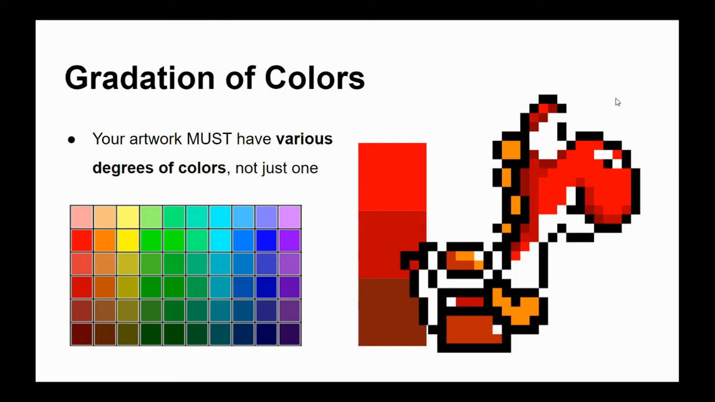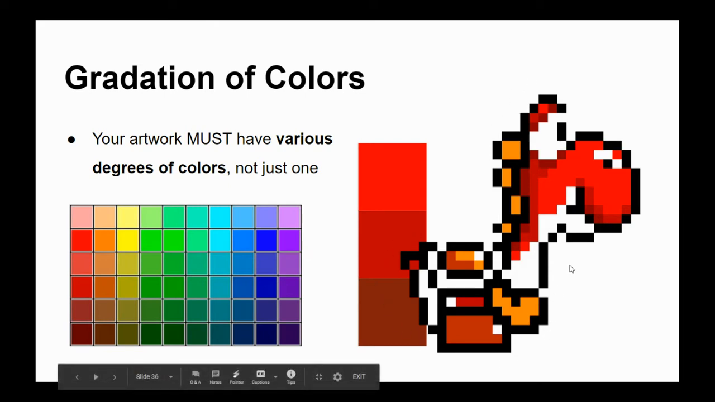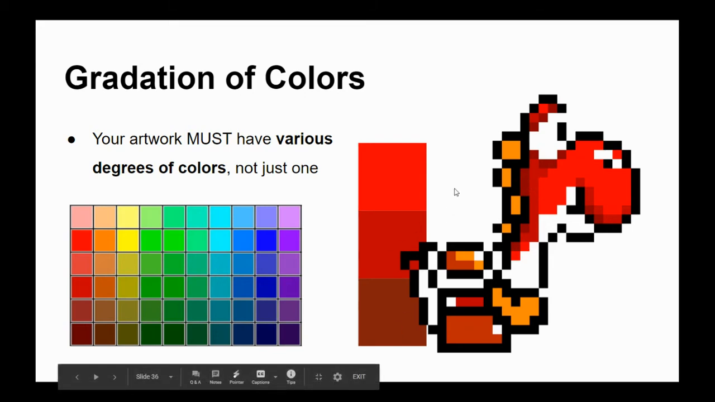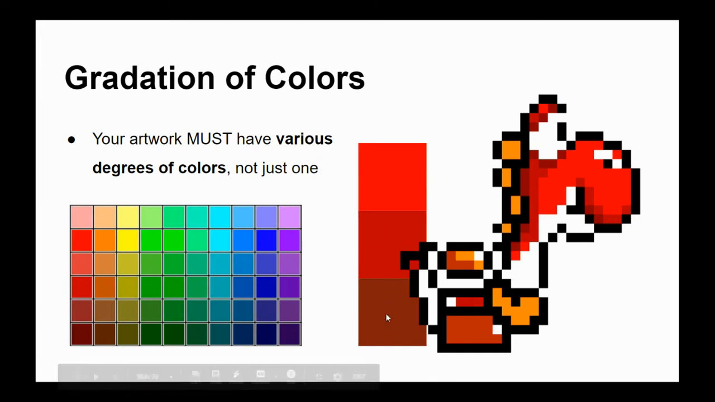So if we take a look at Yoshi here, if I asked you what color he was, you might say red. And you're not wrong, but there's more than just red within him. If we look at this area here, you can see it's a primary red. But as we slide to the edge or to the left, it gets darker and darker still. This is known as a gradation of color because the colors change gradually, not abruptly.